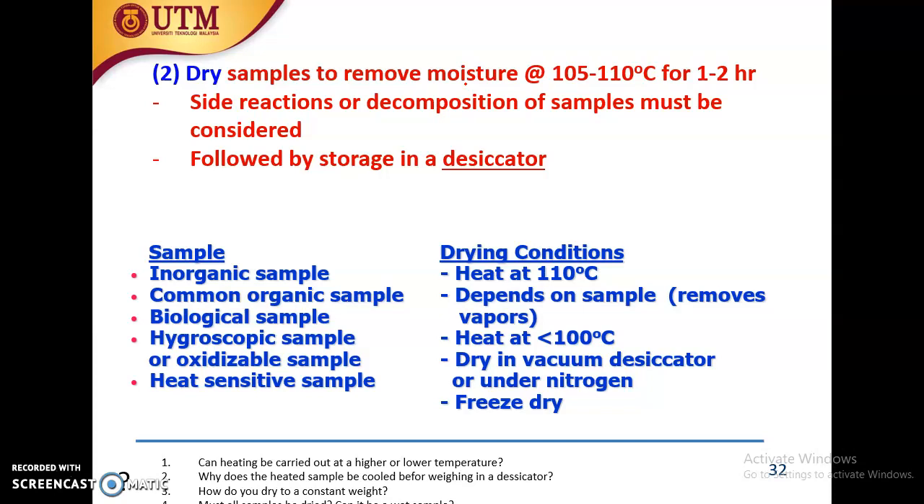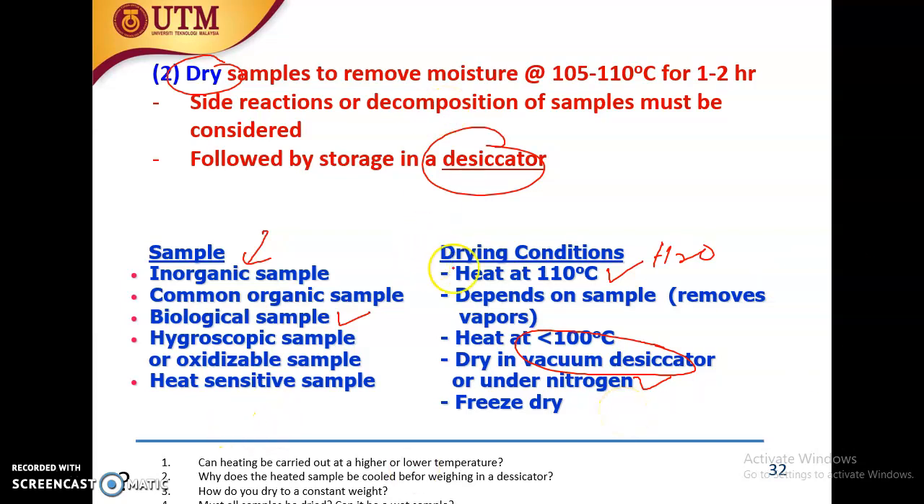So for easier storage, you can dry the sample as easy as put it inside a desiccator or oven, but it depends on your analyte. If your analyte is inorganic, it's okay because it can withstand temperature, right? So heating at 110 degrees C to remove H2O is okay. But what if you have biological sample? You can only dry in vacuum desiccator under nitrogen, okay? Because it will retain the organic biological aspect of it.